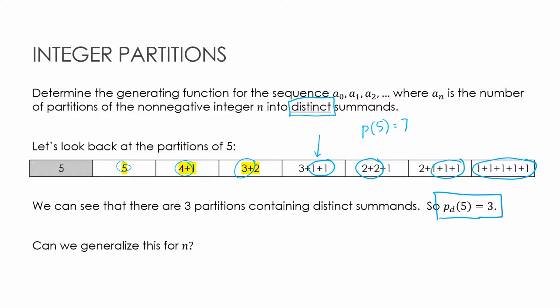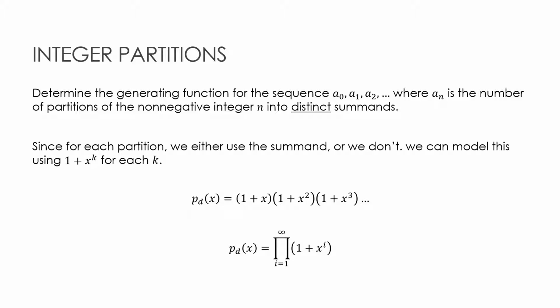So my question now is, can I generalize this for n? So can I write something where P sub D of n is equal to something general? Can we generalize that for P sub D of n? We're looking at distinct summands.